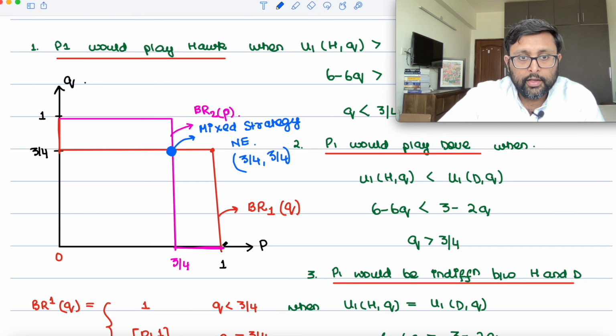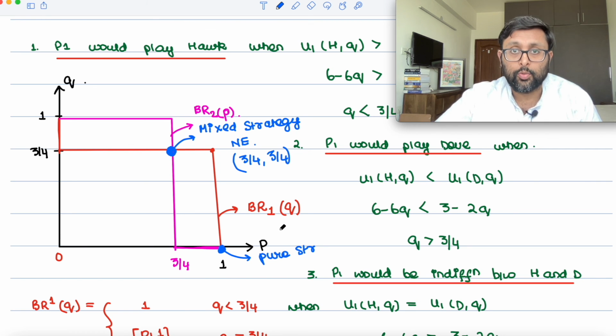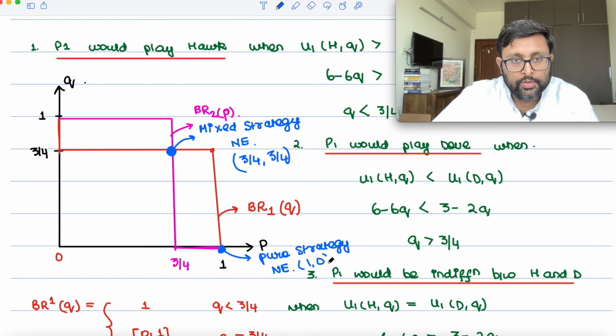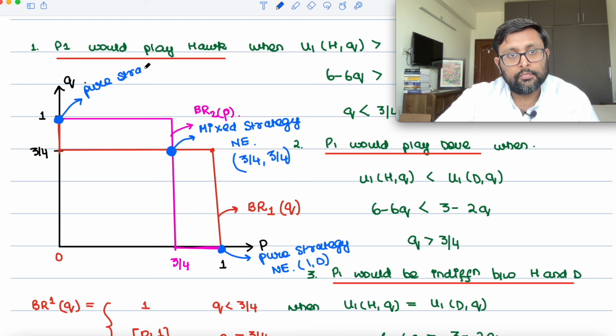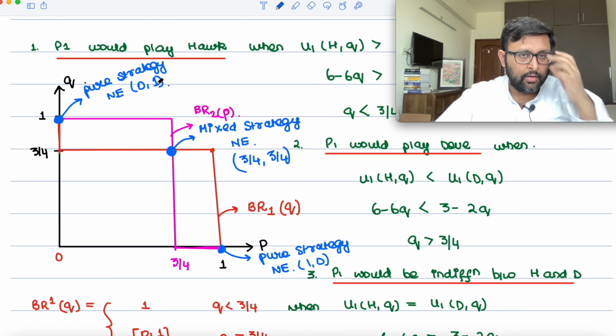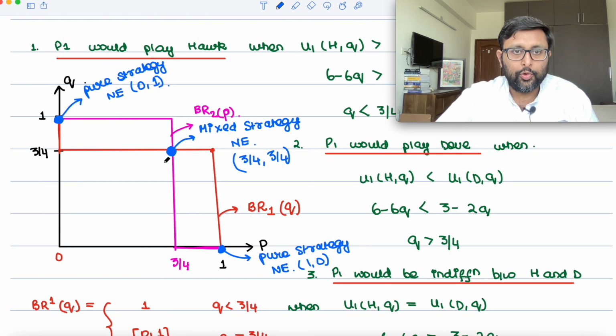They're also intersecting here. This one is a pure strategy Nash equilibrium. When is it a pure strategy Nash equilibrium? Either p or q is 0 or 1. So this is p is 1, q is 0. They're also intersecting here, which is also a pure strategy Nash equilibrium: p is 0, q is 1. So here there are two pure strategy Nash equilibria, and here you have the mixed strategy Nash equilibrium, 3 by 4, 3 by 4.